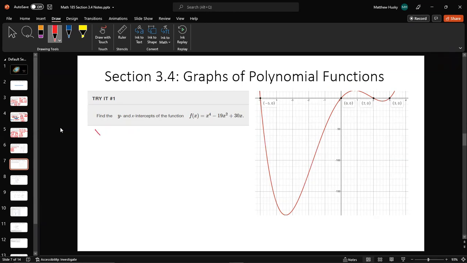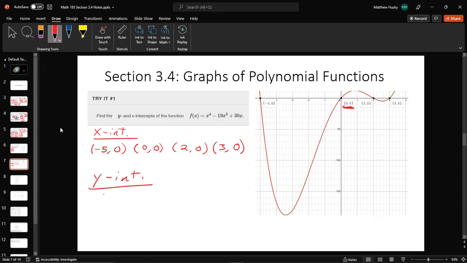Okay, so the x-intercepts. There are 4 of them, it looks like. We've got -5, 0. There's 0, 0. There is 2, 0, and there is 3, 0. So there you go. Those are the x-intercepts. Then fun fact, the point 0, 0, guess what? That is both an x-intercept and a y-intercept at the same time, because that is the point that happens to be located on both the x-axis and the y-axis simultaneously. Who knew?